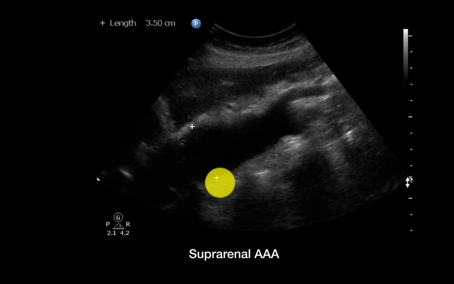Regardless, this is a suprarenal AAA. Okay. If you would follow it down here, it would taper down. Most suprarenal AAAs also involve the thoracic aorta as well. So that's something that you want to consider imaging if you're seeing this on your ultrasound image.